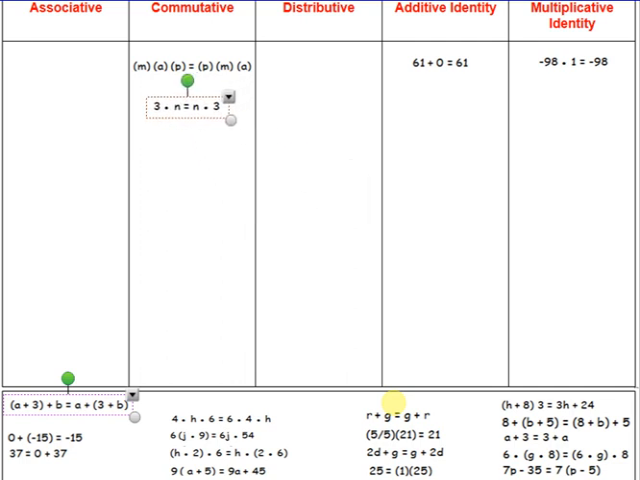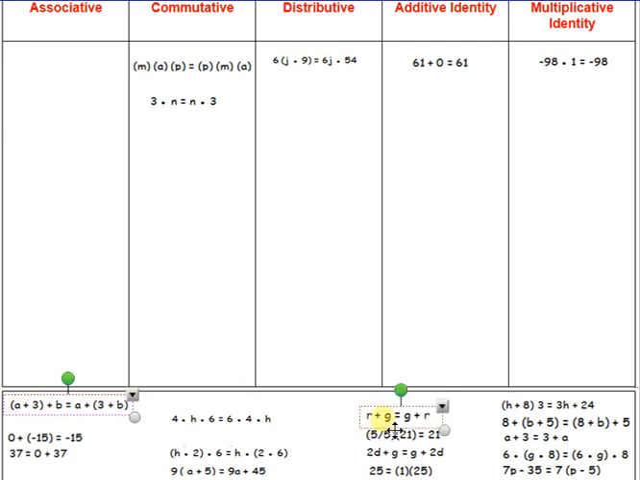We switched the order around, so that's also commutative. Okay, let's take a look at this one here. We have 6(j times 9) equals 6j times 54. In this one, the 6 was being distributed to the j and to the 9. So this is a distributive property one.